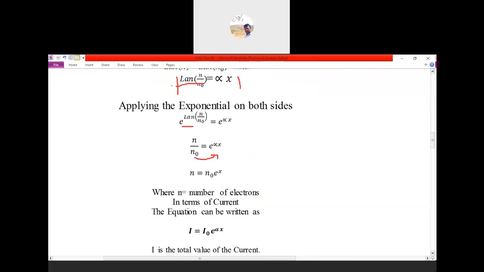Using the logarithm formula, we get ln n by n naught equal to alpha x. To avoid the logarithm, to remove the logarithms, we apply the exponential form on both sides, LHS and RHS. So e power of ln n by n naught is equal to e power of alpha x.